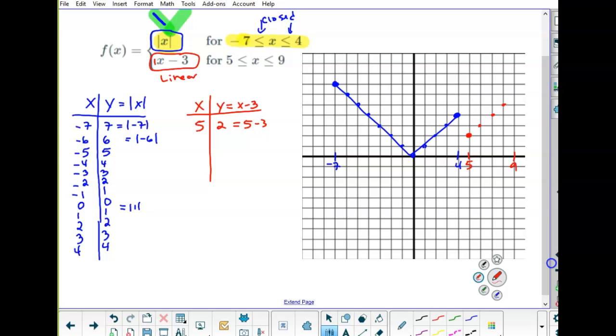You do have to be careful, because if you drew arrows saying this linear line went forever, or this one went forever, it's technically wrong. You have to follow the domain. And for the red one, it tells us to start at 5 and end at 9.